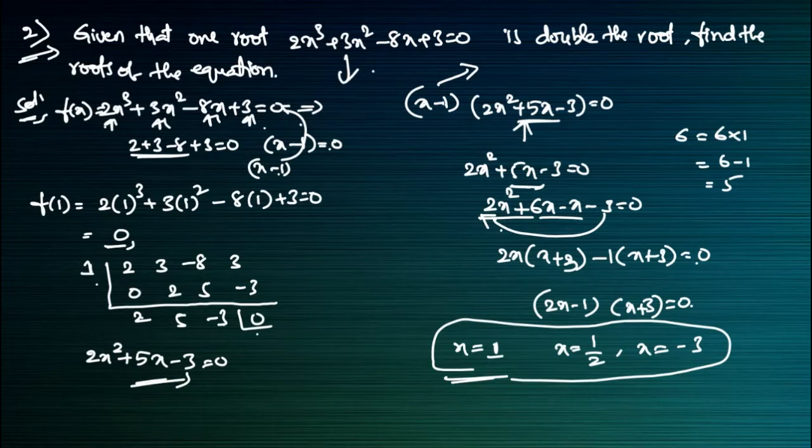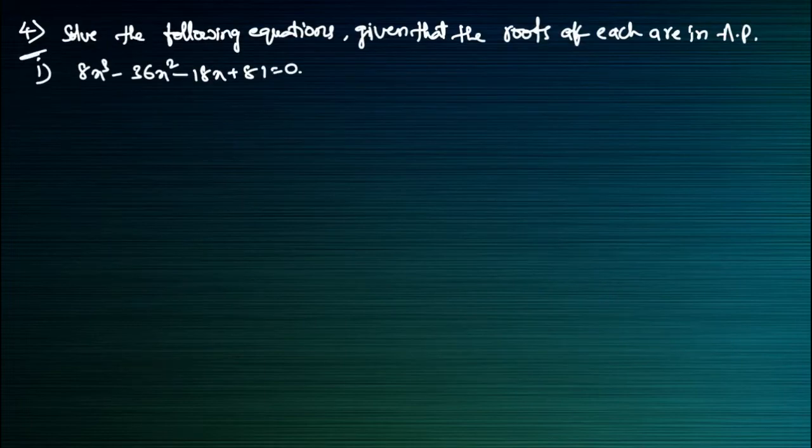Now moving to the third question. Here we'll do the fourth one first, and the third one last, because it is bigger and we have to do it with another method. First we do the fourth one. The question is saying: solve the following equation given that the roots of each are in AP. He is saying that. Now the solution will come like this.